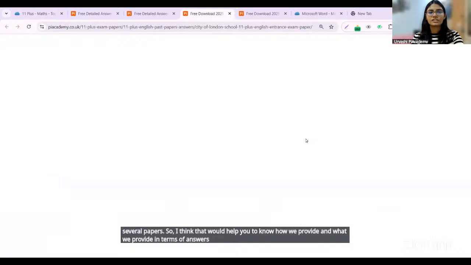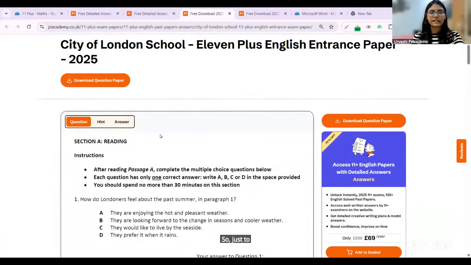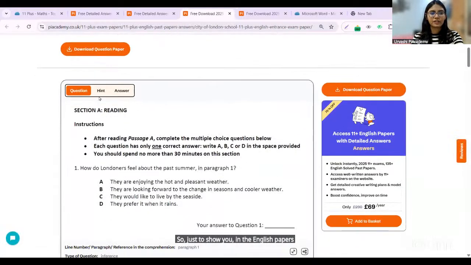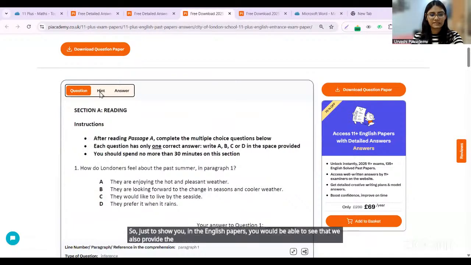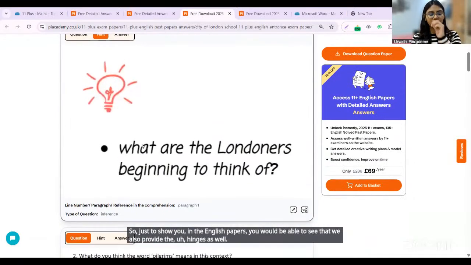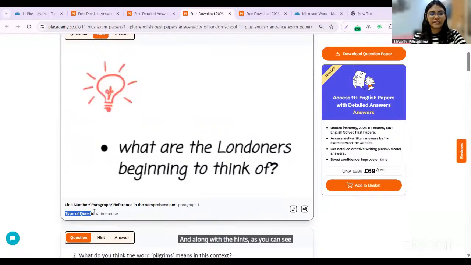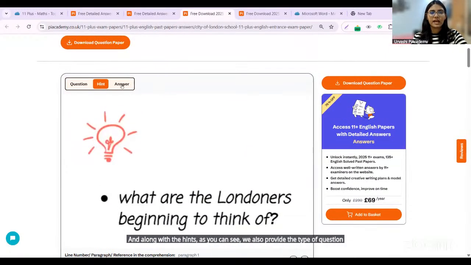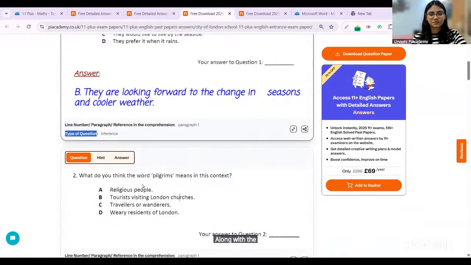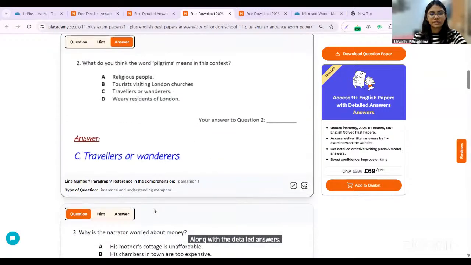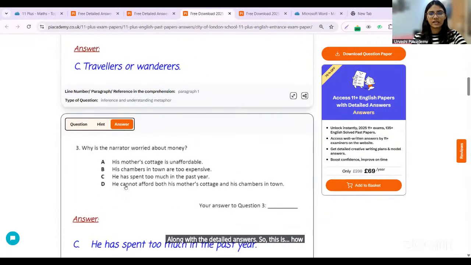So just to show you, in the English papers, you would be able to see that we also provide the hints as well. And along with the hints, as you can see, we also provide the type of question that this is, along with the detailed answers. So this is how it looks like.